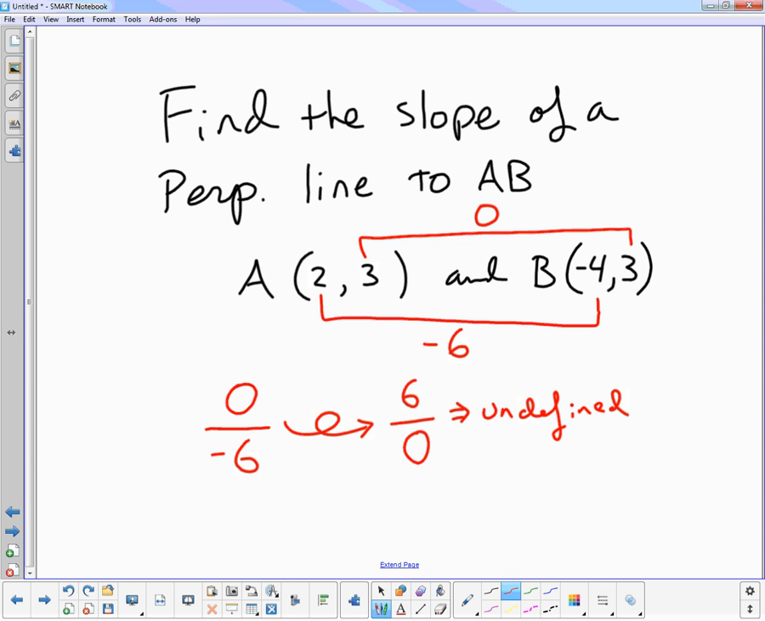If I have $6 and I divide it amongst 0 people, how much does each one of them get? Think about that. It doesn't make sense, does it? If I have $6 and I split it up amongst nobody, how much does everybody get? They don't get anything because there's no one to give it to. There's no they. It doesn't make sense. It's undefined.